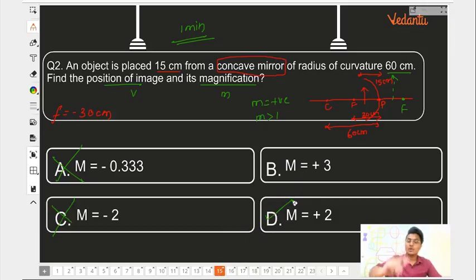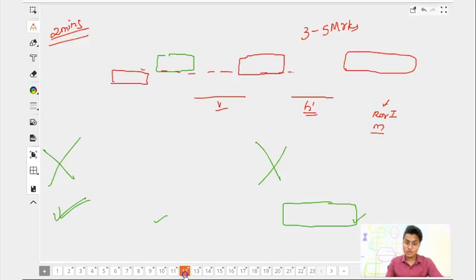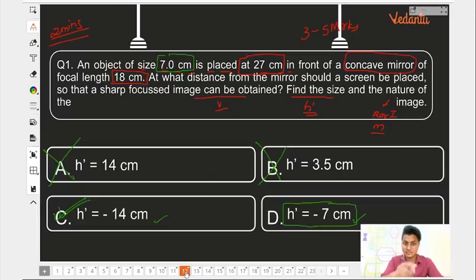And guys, please also keep this in your mind. In most of the cases, for this scenario, when the object is kept between focus and pole, you will get m is equal to +2 only. I'm giving you guys this as a tip here. Expect an answer equal to +2. This will also give you a hint for this question as well, which we just discussed before this.